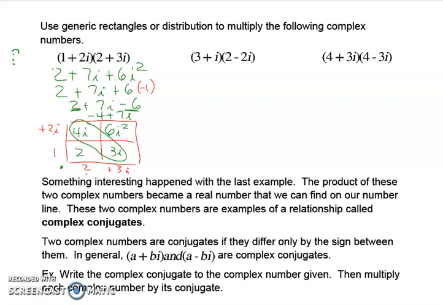So in this answer, there is a real part and there's an imaginary part. The real part of this answer is negative 4, and the imaginary part of this answer is 7i.